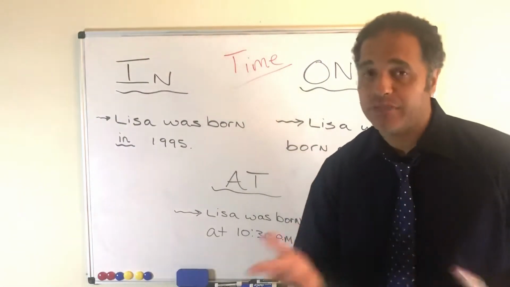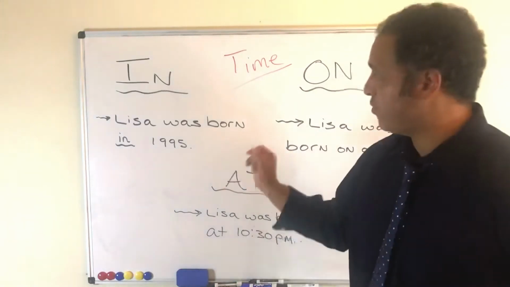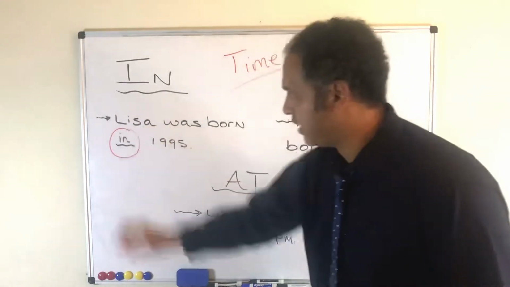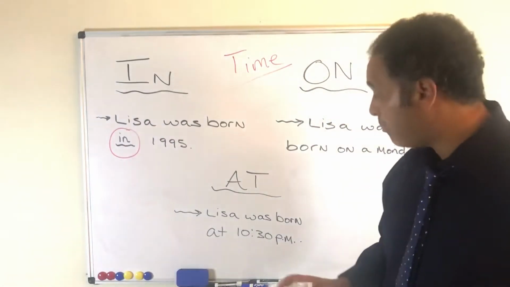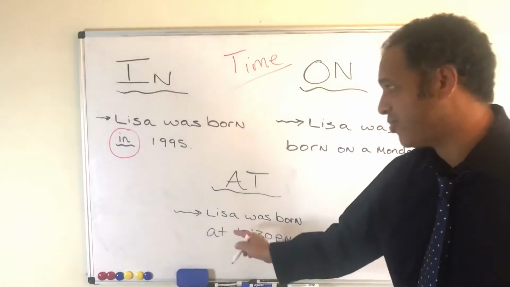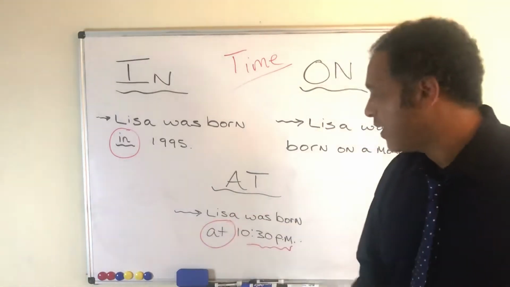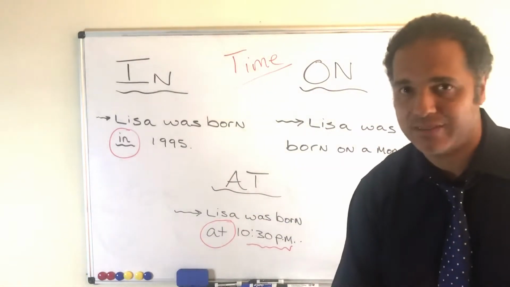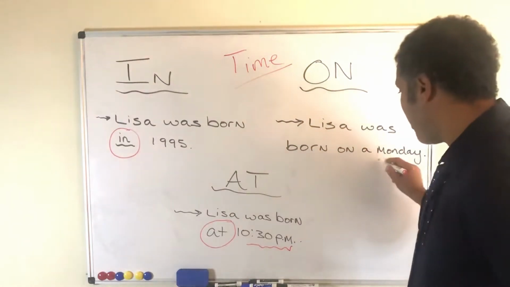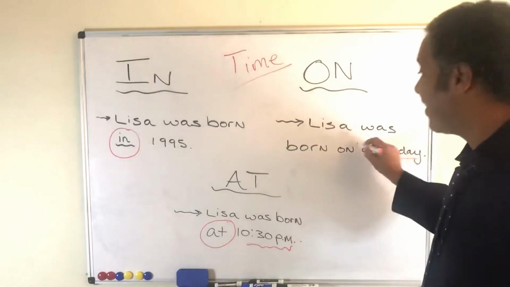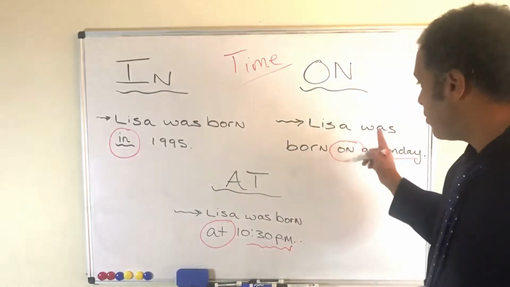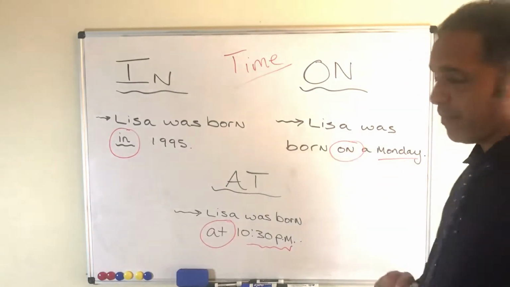So, a lot of times students ask me, why do we say Lisa was born in 1995, but if I change it and I use a time, I need to change the preposition and say Lisa was born at 10:30. But if I change it, then I gotta change the preposition one more time. Lisa was born on a Monday.